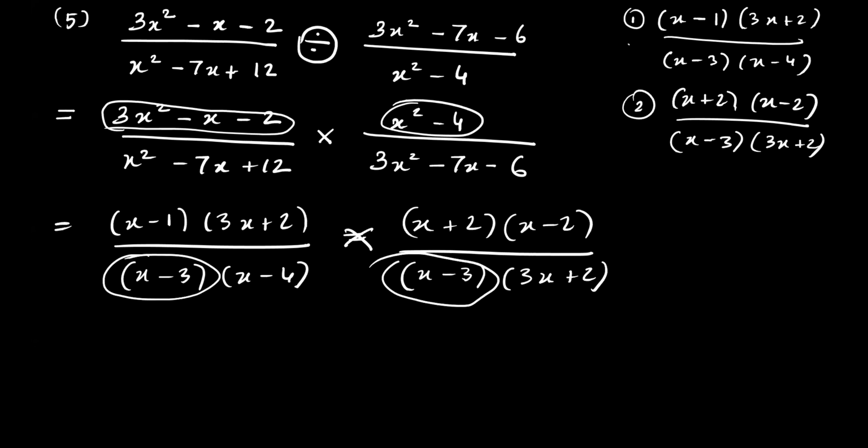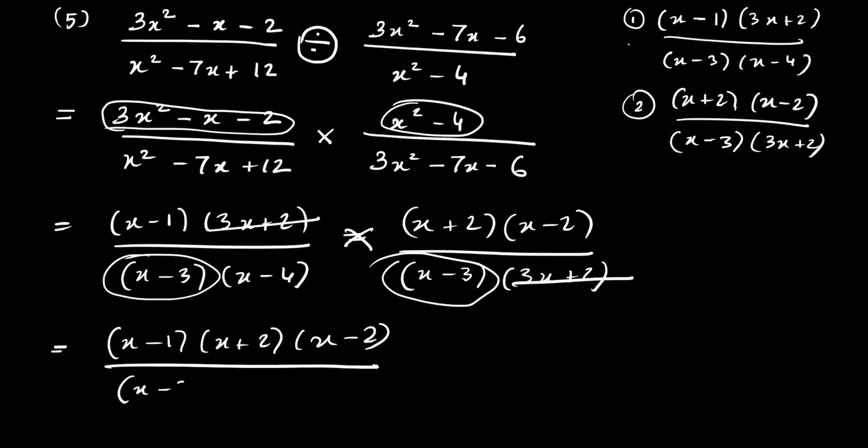Any other bracket that is both in the numerator as well as the denominator? Yes, 3x plus 2. 3x plus 2, 3x plus 2 cancel, correct? So do you agree, on top x minus 1, x plus 2 and x minus 2 remain, and in the denominator x minus 3 remains. It is there twice, no? So is it okay if I write whole square? And here x minus 4. This is the answer. Okay, understood?